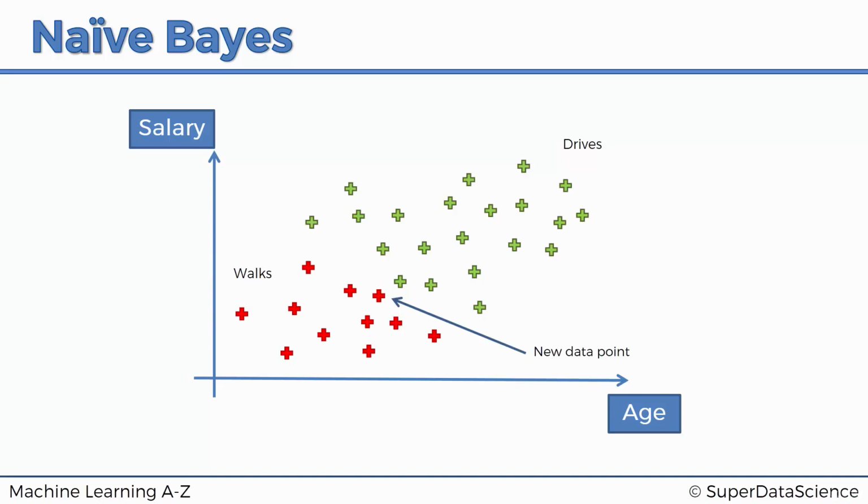There we go. That is how the naive Bayes algorithm in machine learning works.